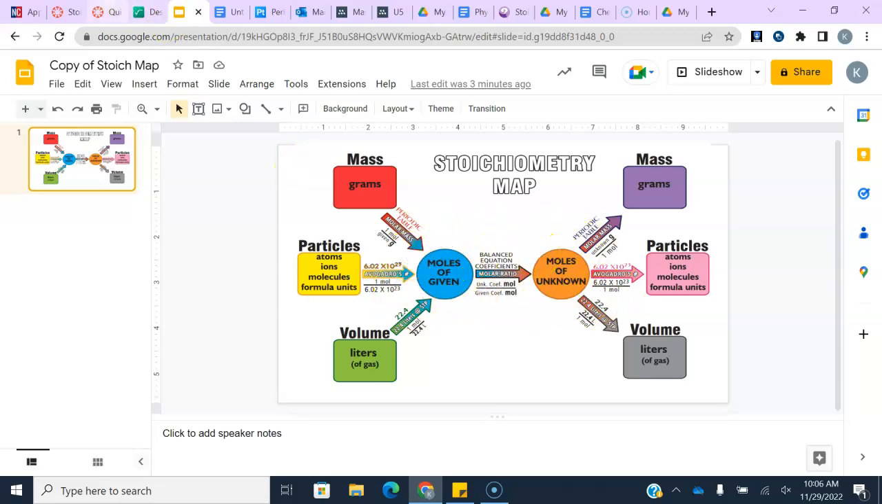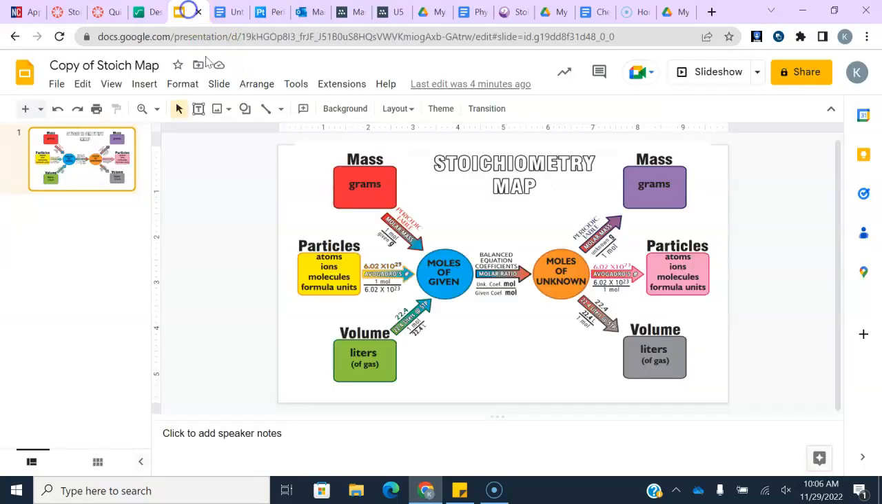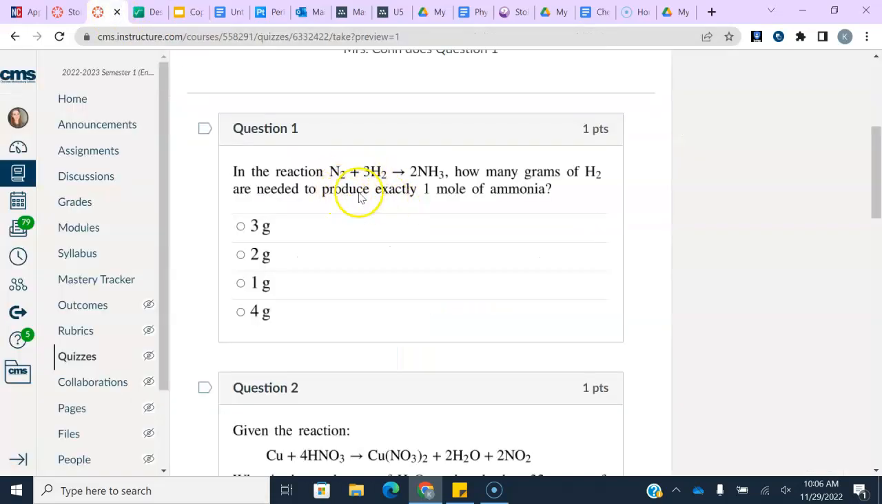Okay, so since the problem wants us to go from moles of ammonia to grams of H2, we have to first go from moles of ammonia to our moles of H2. Okay, and again, we're going to use here our mole ratio. So if we look at our equation, for every 2 moles of ammonia, which is right here, so 2 in front of the NH3, for every 2 moles of ammonia, we have 3 moles of H2, okay? So it's going to be a 2 to 3 ratio of 2 ammonia to 3 H2.